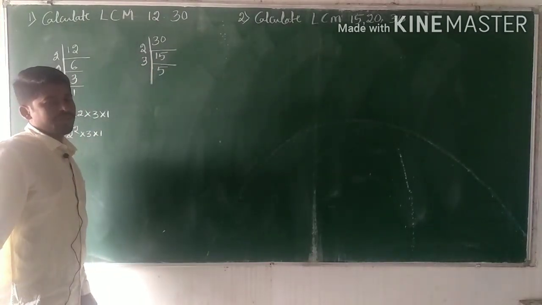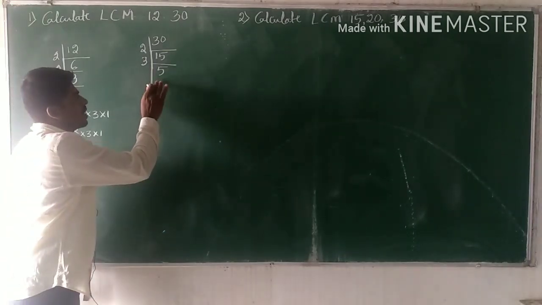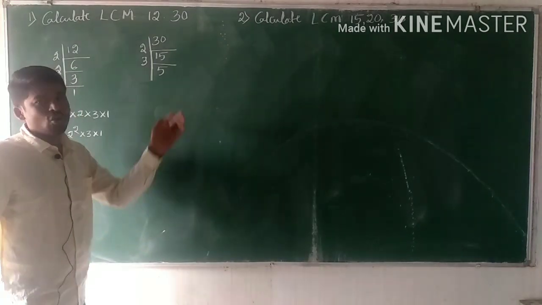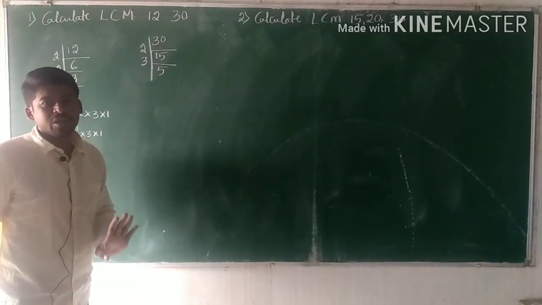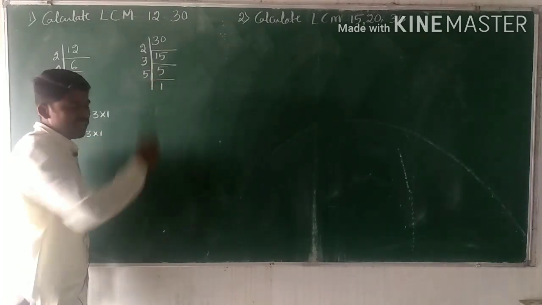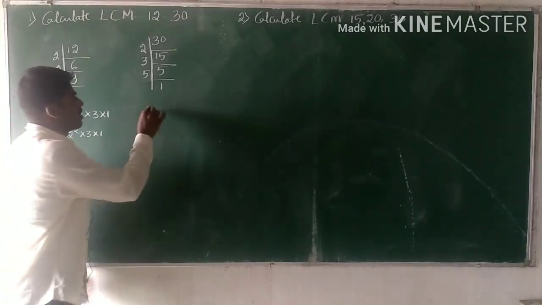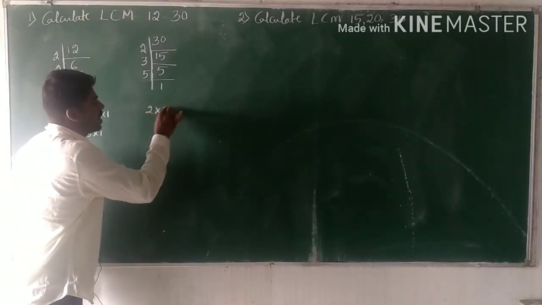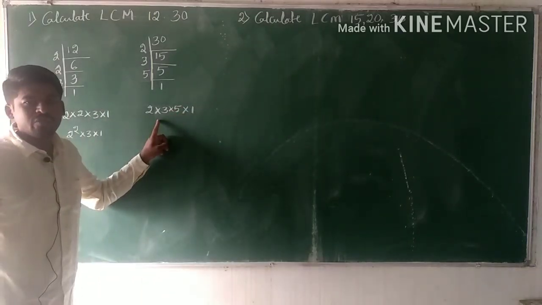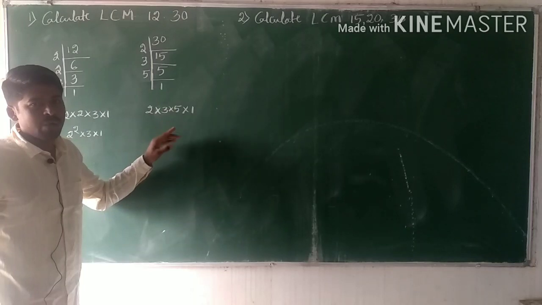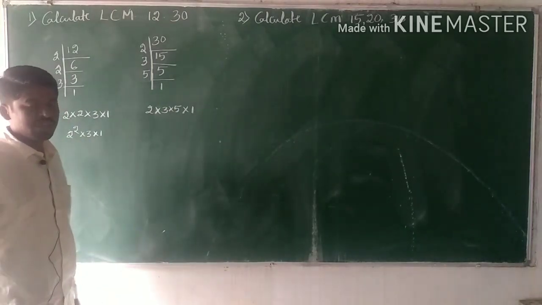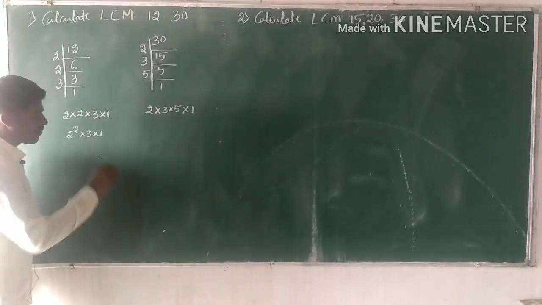5 is a prime factor, so we cannot divide it by any other number. I divide 5 by the same number 5 and get the balance 1. Now write it: 2 into 3 into 5 into 1. Here the values are not repeated, so nothing is written twice. Now, the calculation of the LCM in the factorization method. First, we are going to take it.